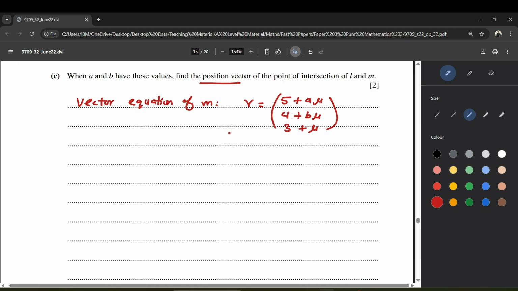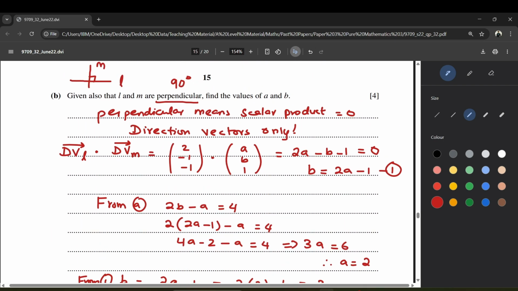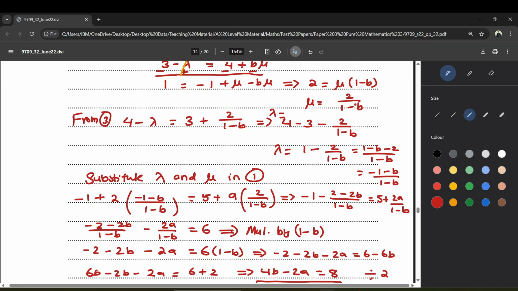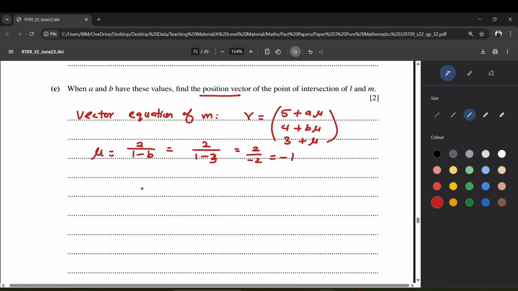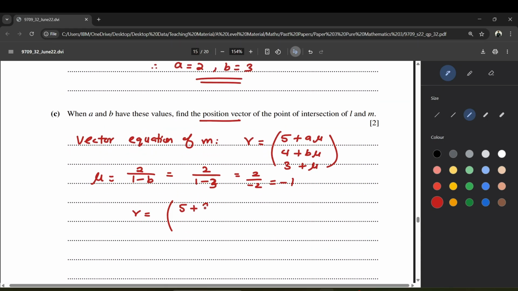Now the value of mu, we haven't found it yet. But we knew the expression, right? We wrote it somewhere here, 2 upon 1 minus b. So that will be 2 upon 1 minus 2. Sorry, b is 3, 1 minus 3. That will be 2 upon minus 2, which is equal to minus 1. So therefore, we can say that r is equal to 5 plus a, which is 2, and mu is minus 1.